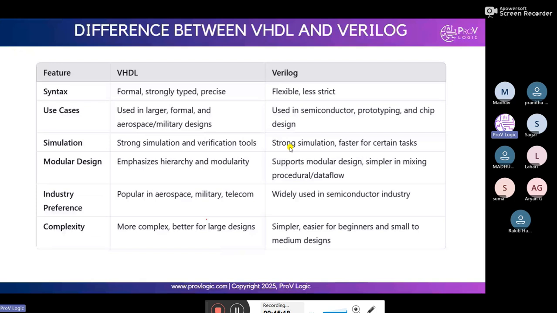For larger designs we cannot write complex designs at SOC level, and also it is difficult to learn compared to Verilog HDL. Using Verilog HDL, it's very flexible and also strong for simulation, easy to learn, and it supports modular design and is simpler in mixing the procedural and data flow.